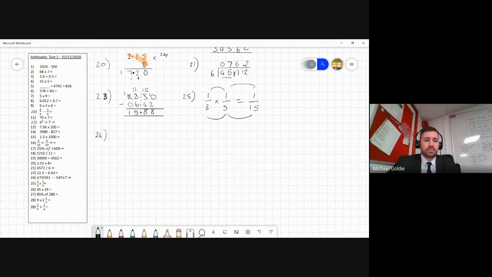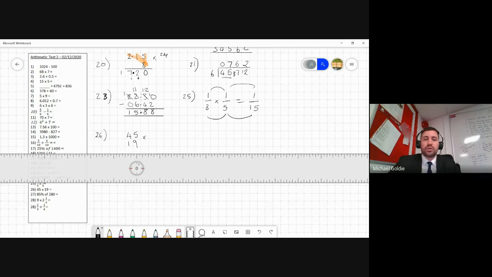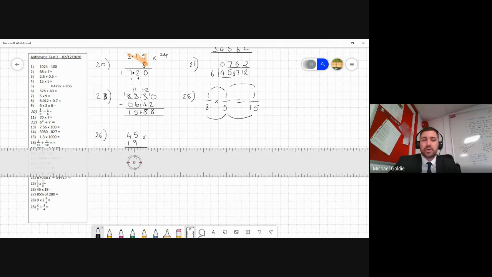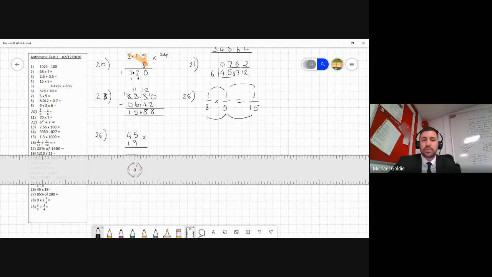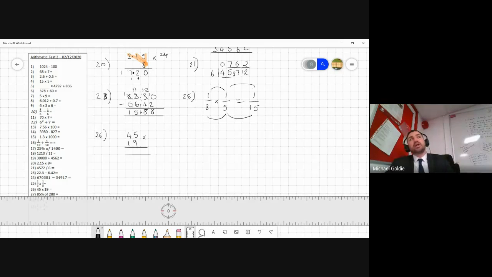Number 26. 45 multiplied by 19. Now, in order to work this one out, I'm going to show you the column method. I also will do it another way, just to give you an idea of how I show the children in my class. The point is that it doesn't matter how you set it out. If you get the right answer, you get the right answer. So I'm going to show you 2 ways of doing this.